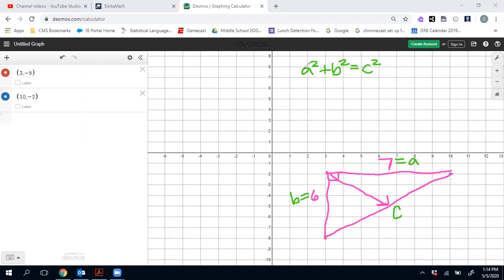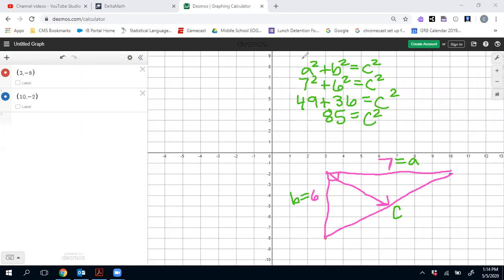So that would give me 7 squared plus 6 squared is equal to C squared. Well, what is 7 squared? 49, good. Plus what is 6 squared? 36. So that's going to equal C squared. So what do I do with the 2 numbers on the left there? Add them up. So I get that 85 is equal to C squared.